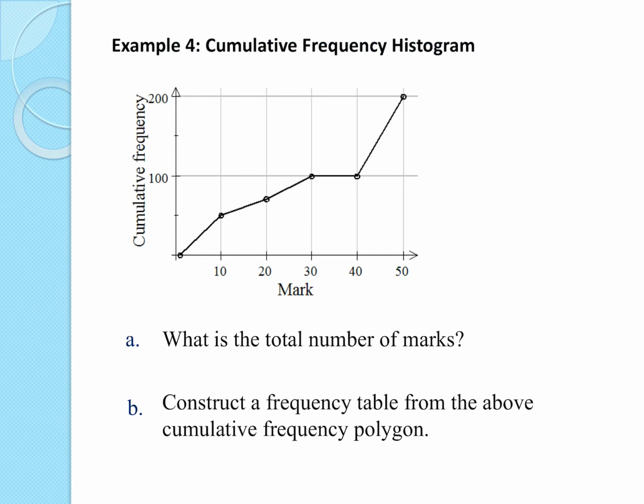So what I would like you to do now, last example, is example 4. Copy the histogram into your exercise book and then answer the 2 questions. And notice you're actually going backwards. You're going to use this histogram to construct a frequency table from the cumulative frequency polygon. Once you've done so, check your solutions with the following slides and then upload that work onto Canvas. Thank you very much.